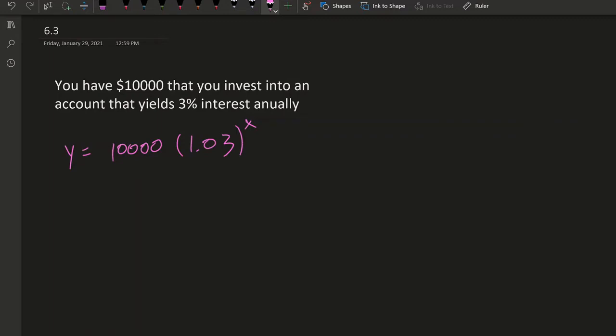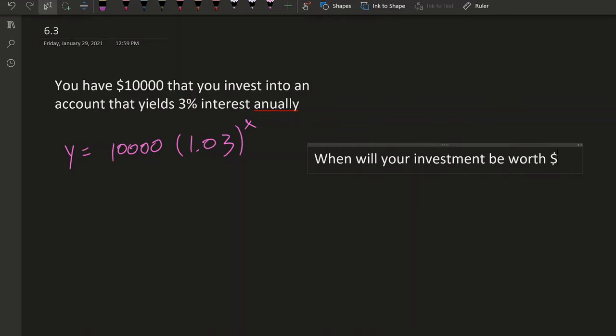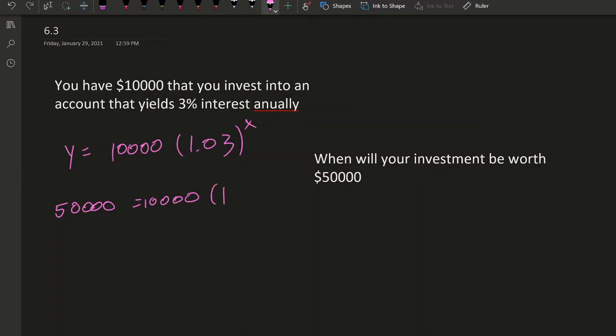However, if I wanted to ask the question, when will your investment be worth $50,000? Well, now I would change the y to 50,000, and that would equal 10,000 times 1.03^x. If I divide by 10,000 on both sides, I get 5 equals 1.03^x. And now we're to the point where I need to get that x out of the exponent. That way I can solve for it.